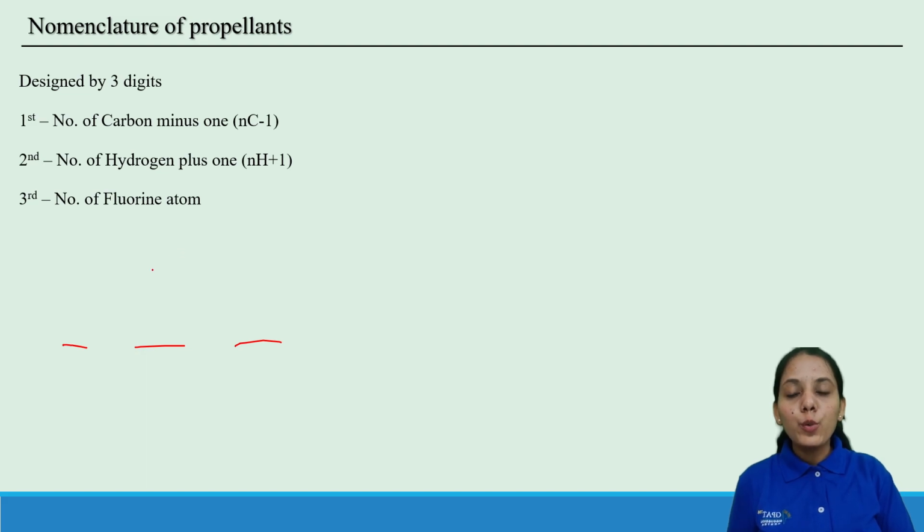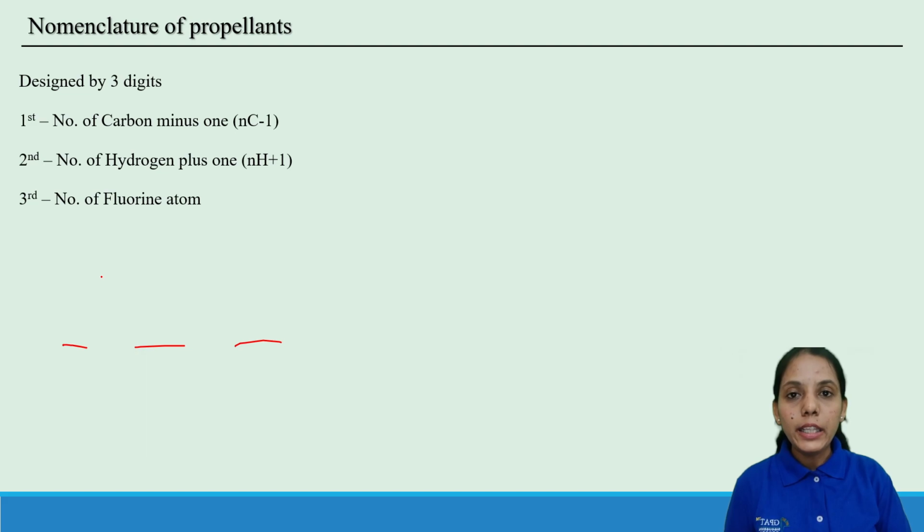Simply, whatever molecular formula they give, or if they give the name, you will have to calculate the molecular formula of the propellant and then calculate the number of carbon, hydrogen, fluorine, like that. We will see the examples also. Now it is designated by 3 digits. The first digit is number of carbon minus 1. Whatever the total number of carbons, you have to subtract 1 from that.